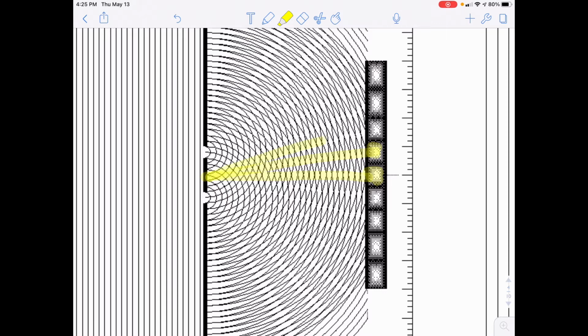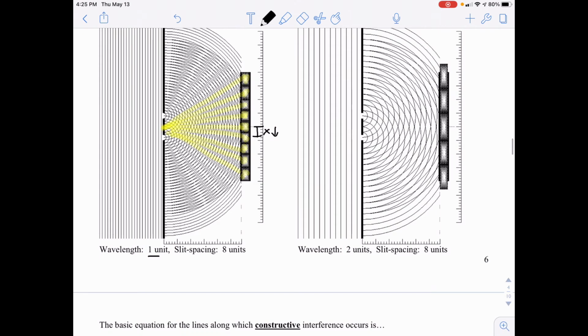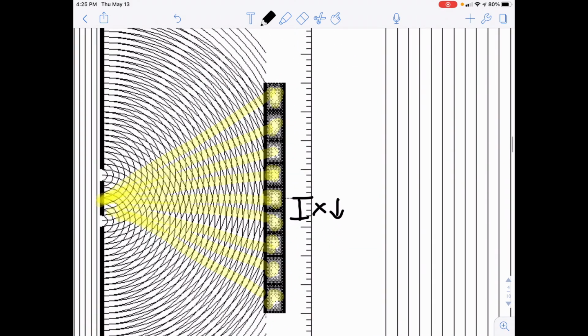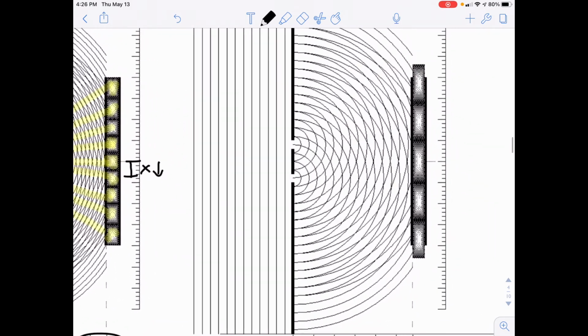That bright fringe, that bright fringe, that bright fringe. I've got this one, this one, this one, this one. As you can see, the distance X has gone down. So if we compare from above, look what happened. We made D, the distance between the slits, twice as far. When we did that, the distance between bright fringes went down, and it allowed for more bright fringes to show up on the screen. So we've got another relationship going on there, and let's just qualify that by looking at this one here.